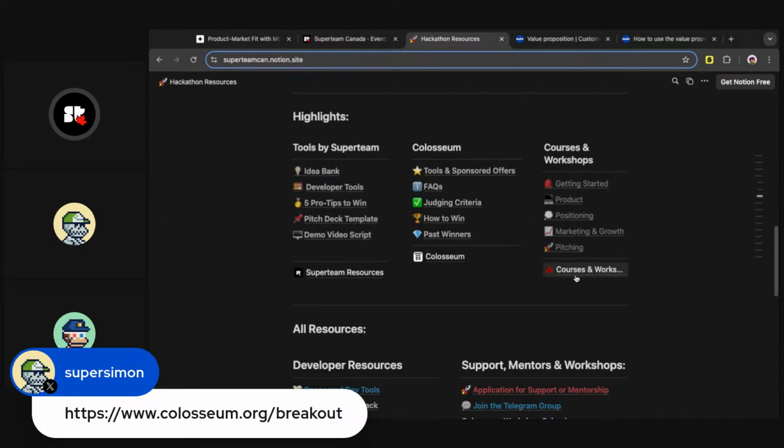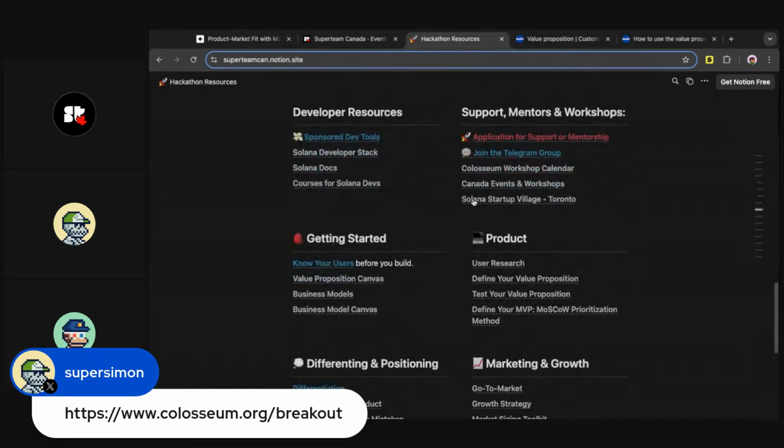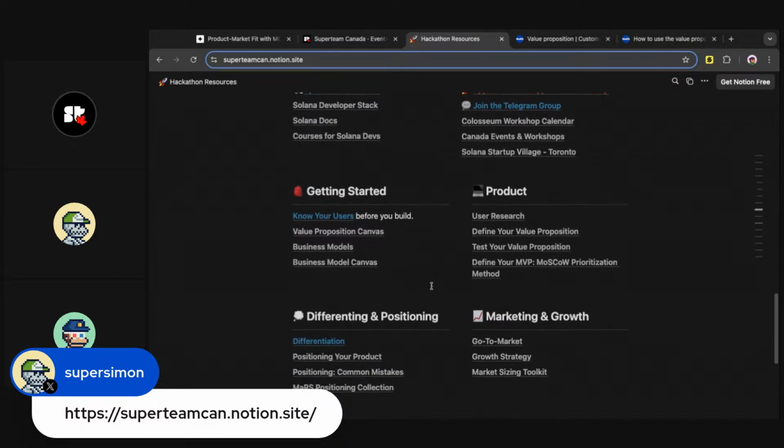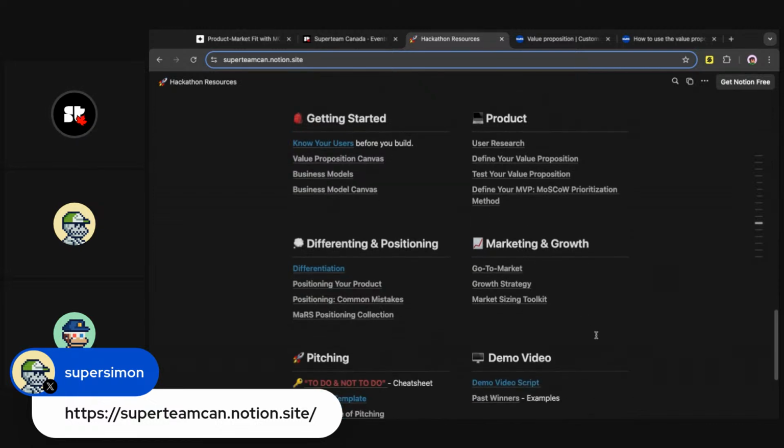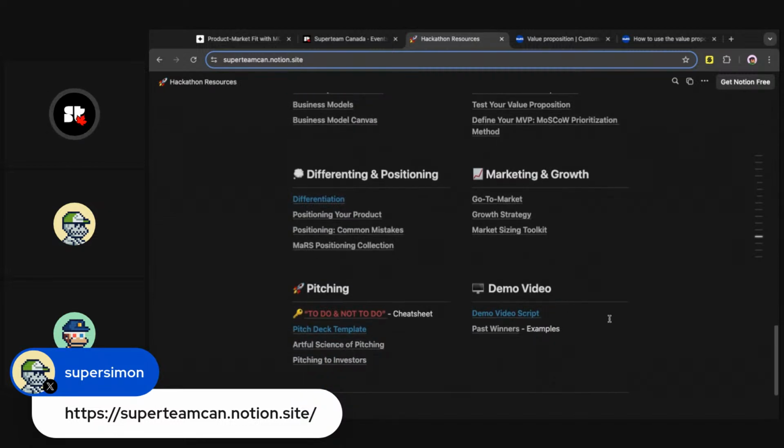You can see here I have resources from Canadian accelerators and incubators. I've grouped them by startup stage, as well as the overall category of what you're trying to do. So getting started, product, and then of course everything is a bit related back to product, but differentiating, positioning, growth, pitching. And then we have templates for demoing and what the past winners did to win the hackathon in terms of their videos. You can actually go and watch that, which is pretty cool.